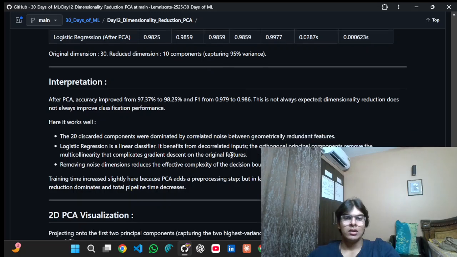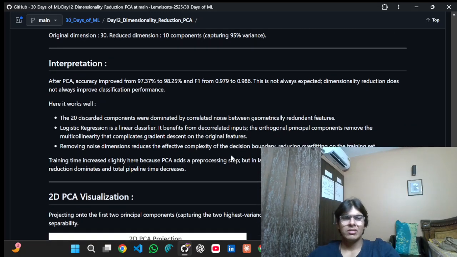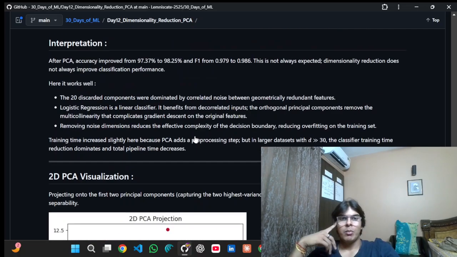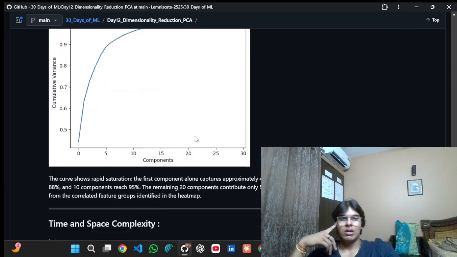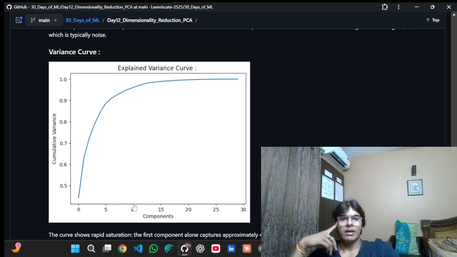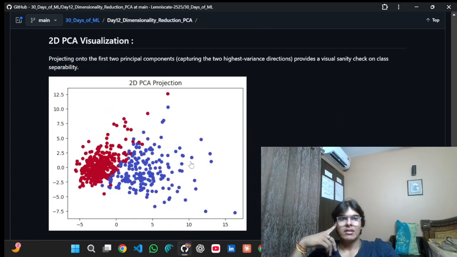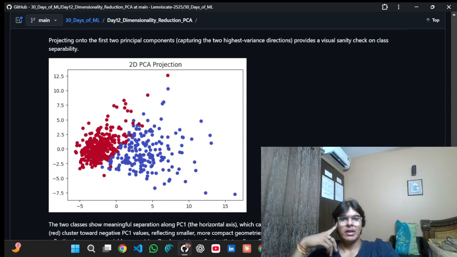Okay, this was the interpretation. You can read this. This was the visualization. We can still not really visualize 10 components. We reduced from 30 all the way to 10, but we still cannot visualize 10 components, right? So we even scale it down to 2 so that we can get some sort of a visualization. Okay, this is the visualization. You can see this is how the separability looks like.